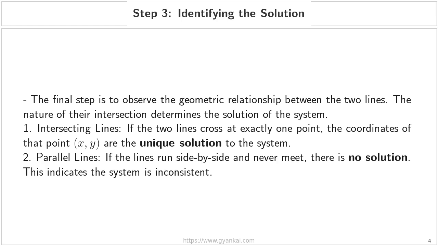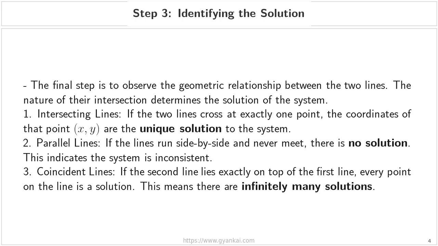Second, consider the case of parallel lines. If you notice that the lines are running side by side, maintaining a constant distance and never meeting no matter how far you extend them, then there is no solution. In mathematical terms, we say this system is inconsistent because there is no coordinate pair that exists on both lines at the same time. Finally, we have coincident lines.